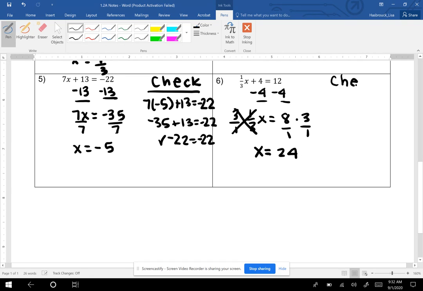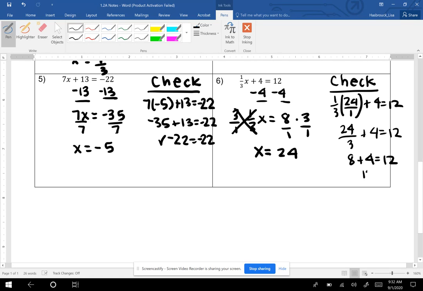Then our last check of the day, 1/3 times 24 plus 4 equals 12. Put the 24 over 1. You can multiply straight across if you want. 1 times 24 is 24. 3 times 1 is 3. 24 divided by 3 is 8. And 8 plus 4 is, in fact, 12.